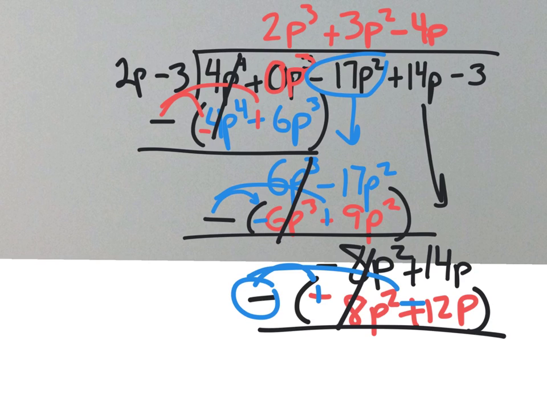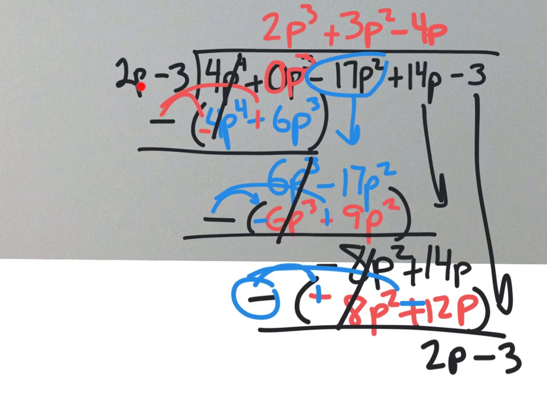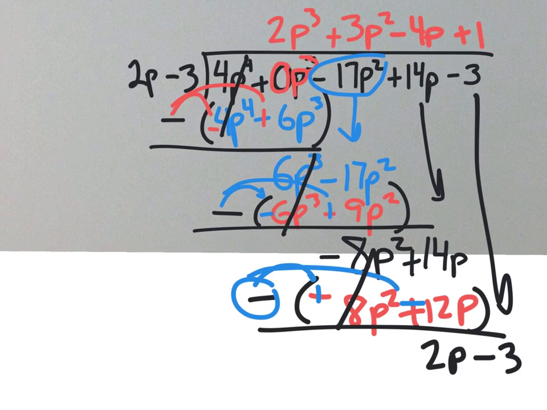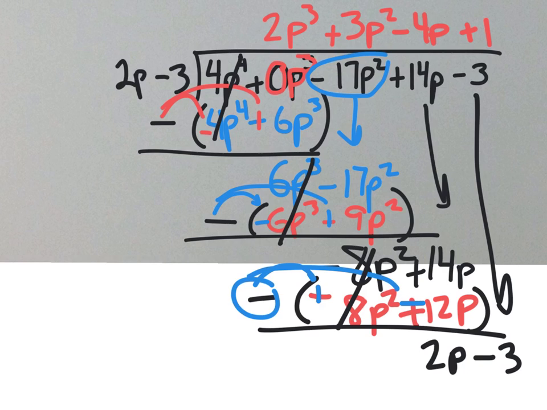And then the positive 14p and the negative 12p, that ends up being a positive 2p. And the final thing to drop down would be that negative 3. So you put a 2p minus 3 right there. And once again, the final step would be 2p times what will give us that exact 2p value. That would be 1, right? Positive 1.